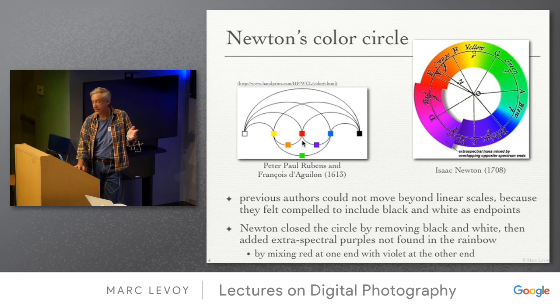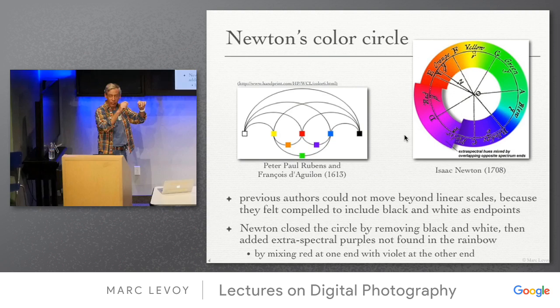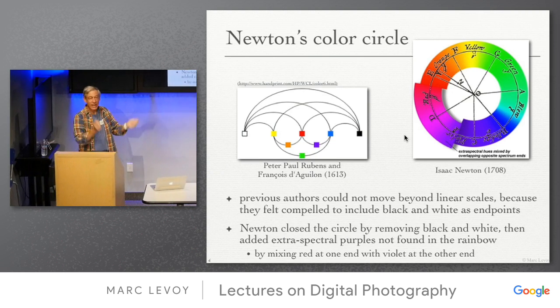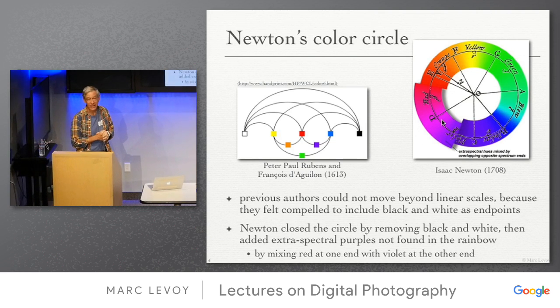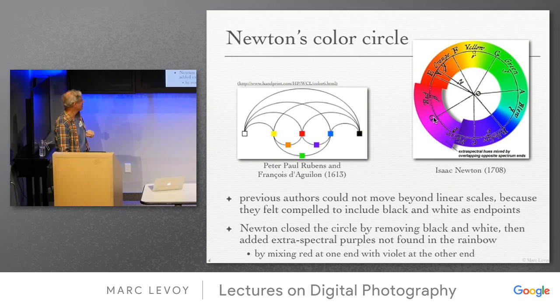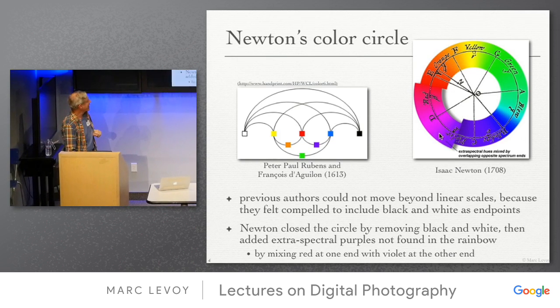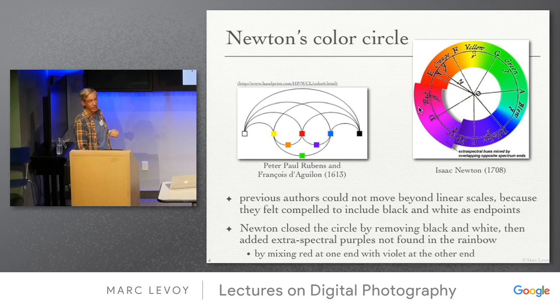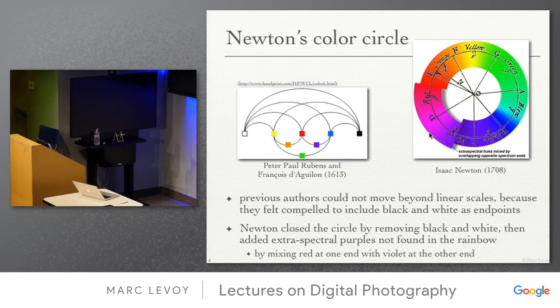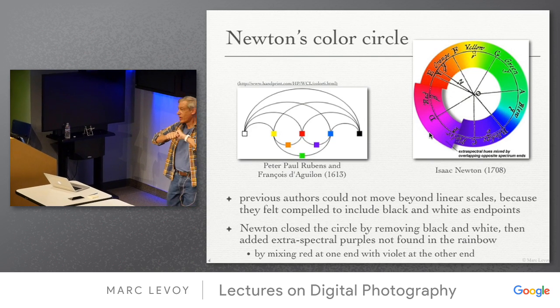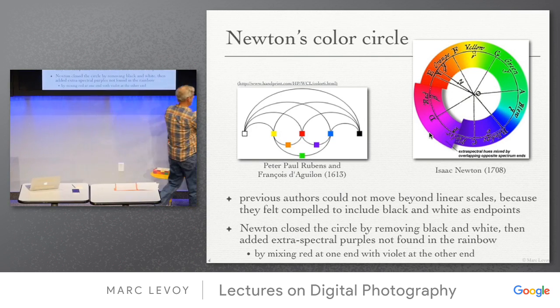The ancients also had a linear organization. Newton was the first who said, wait, if we remove black and white, then we can actually also close the circle, add a little bit of purple, and it makes a very nice circle. That is a convenient way to look at color, and actually has some basis in human perception. So here is this line of what we'll later call extra spectral purples by adding red at one end of the rainbow to blue at the other end of the rainbow. That begins to give a good start to a way that artists might think about color that's a little bit more intuitive.